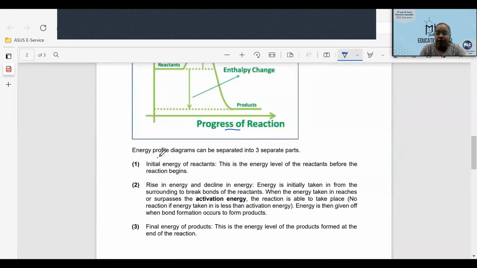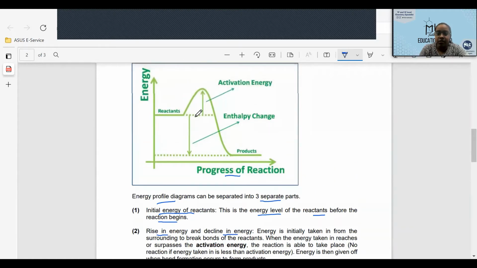So the energy profile diagram can be separated into three parts. The first is the initial energy of the reactants. This is the energy level of the reactants before the reaction begins. And then, why is there a rise in energy and a decline in energy, which is shown over here?